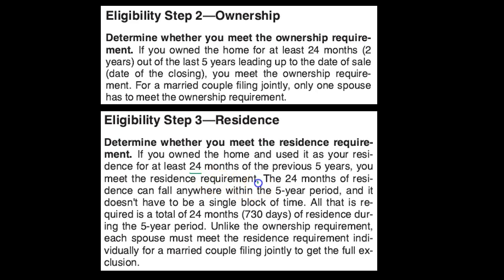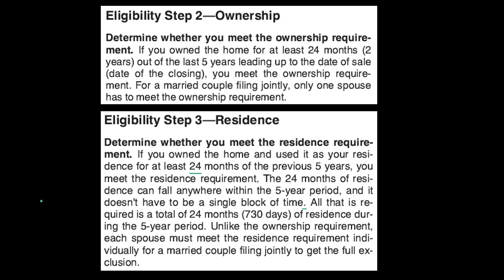Now you could break that up. You can think, all right, well, 24 months out of the last 5 years. What does that mean if I was moving around or something like that? And you could see different scenarios with this particular requirement. Back to the text. The 24 months of residence can fall anywhere within the 5-year period, and it doesn't have to be a single block of time. So that's not as restrictive as it could be. It doesn't have to be a single block of time. It doesn't have to be the exact 2 years or the 24 months prior to the time of sale. It has to be within the 5-year period.